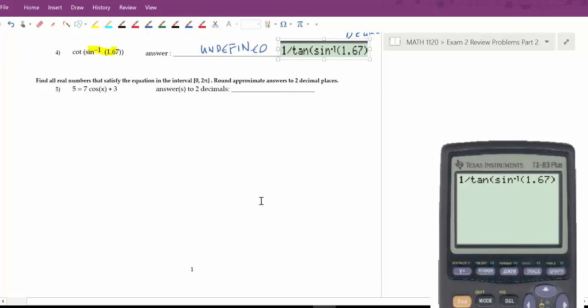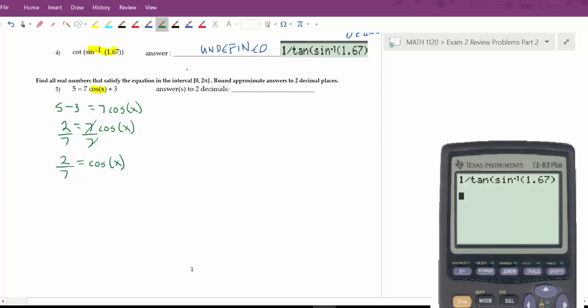Now this one right here, I want you to be able to do a basic trigonometric equation where you have to use a calculator. The very first thing you need to do is isolate the cosine. So we're going to do 5 minus 3 equals 7 cosine of x, because we are subtracting 3 from both sides. That's going to be 2 is equal to 7 cosine x. Then I'm going to divide by 7. So I get 2/7 is equal to cosine of x.